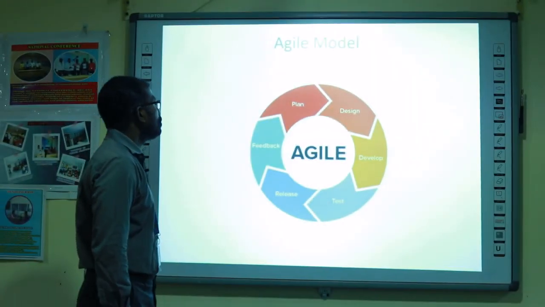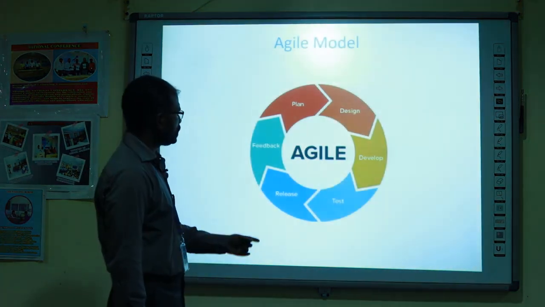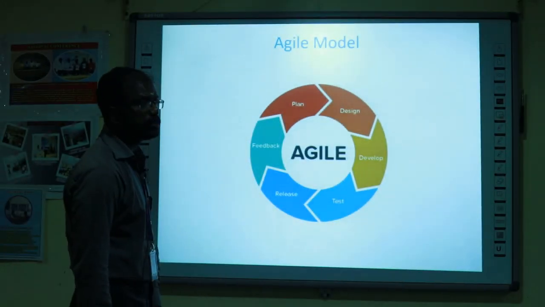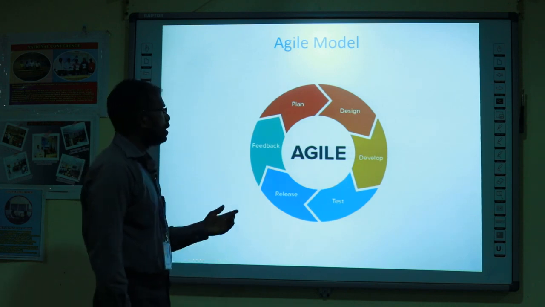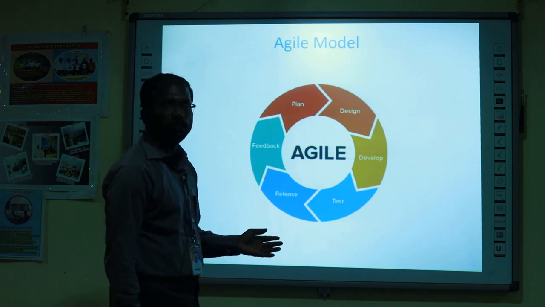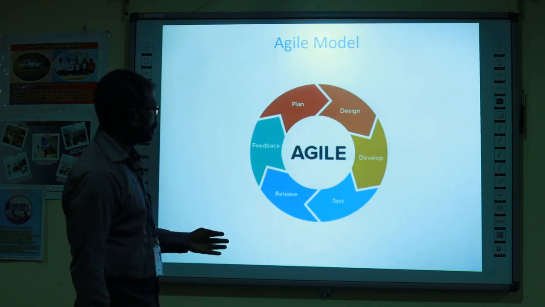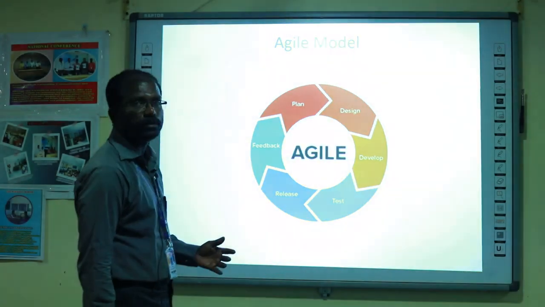Next one is the agile model. In the agile model, the first one is planning, next designing, next development, test, release and feedback. First one is the planning phase. In planning, we get the requirements from the customers and we plan for the particular software. Then we go for the design and develop, test and release. And finally we get the feedback from the customer and it will be rectified in the process. Thank you.